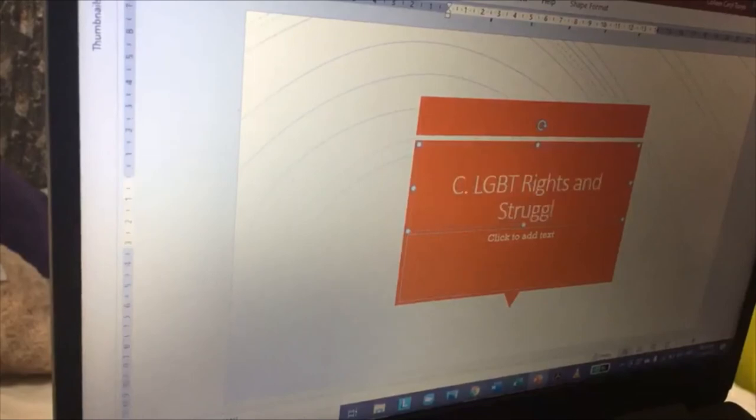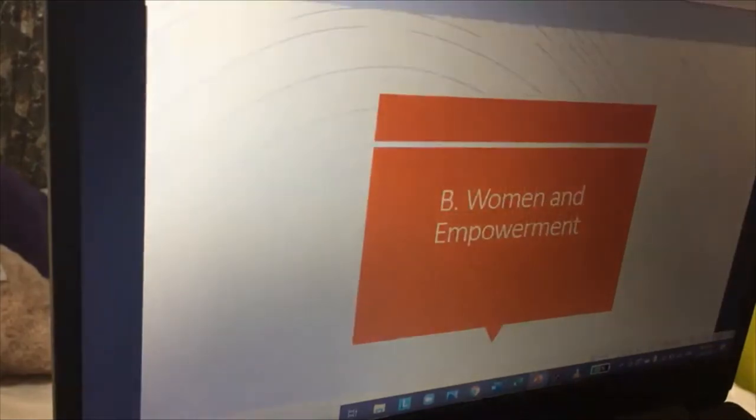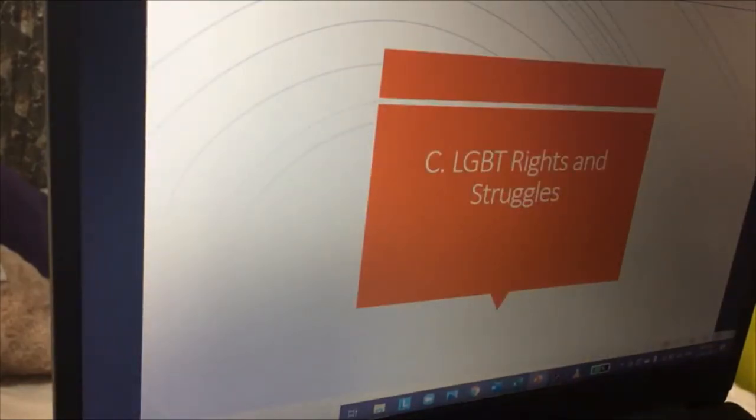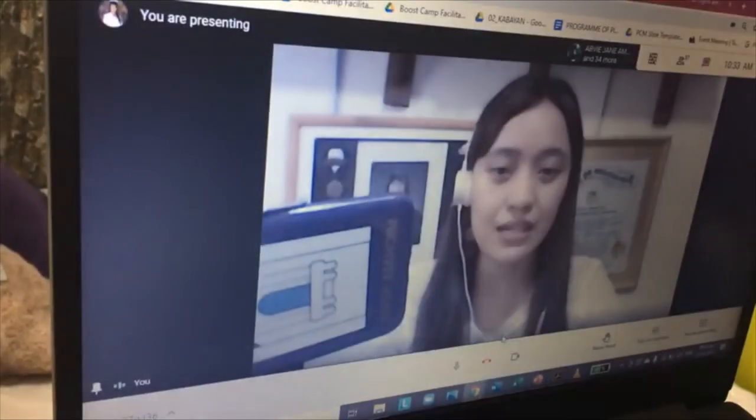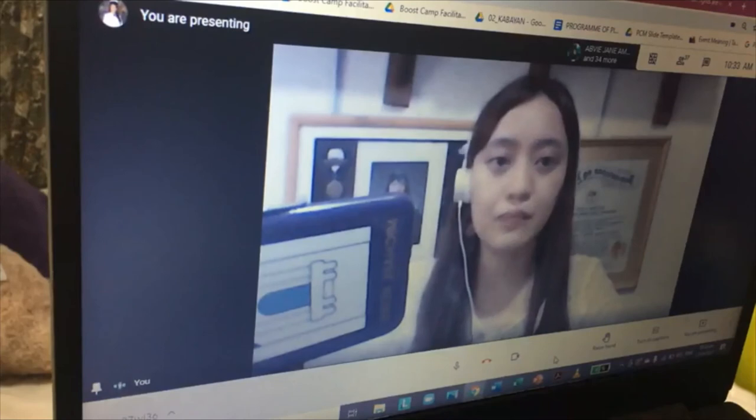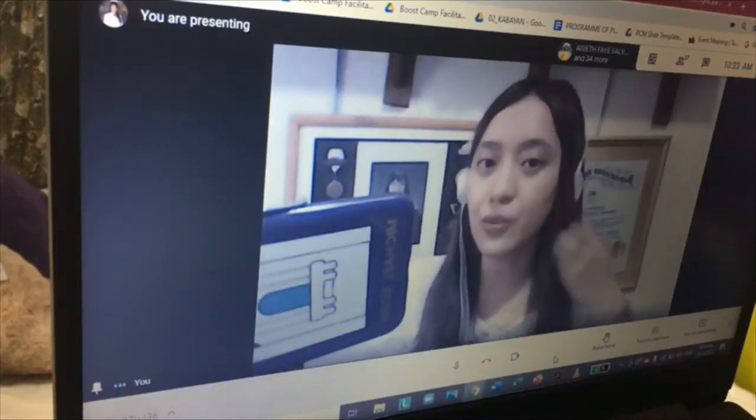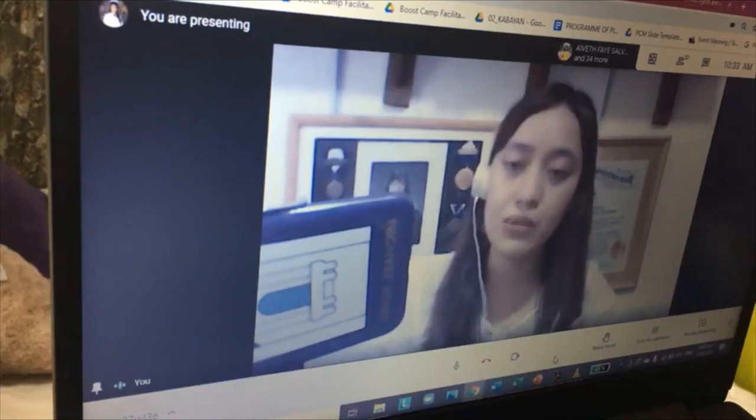So for this lesson, now for LGBT rights and struggles, the Philippines as a democratic society claims to give equal access and opportunity to each citizen. However, despite this, many minority groups, particularly Filipino LGBT, are still treated as second class and not politically recognized. We have already mentioned this in the past class in our lesson on queer theory. We are already familiar with the rights and abuses of the LGBT.